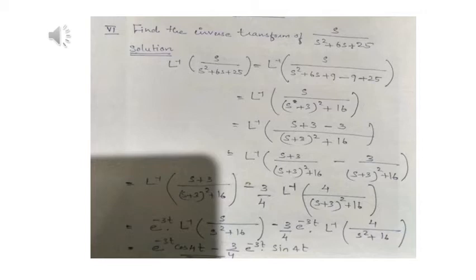To understand this a little more, Laplace of cos at is s by (s square plus a square). Right, so Laplace of e raised to at into cos bt is (s minus a) divided by (s minus a) the whole square plus b square. So with that logic we are doing this problem.